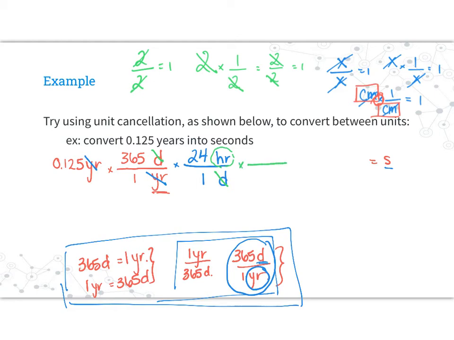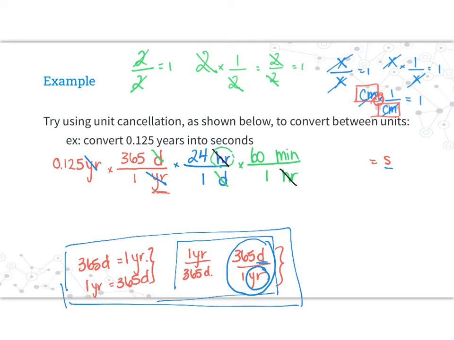Now, I need to cancel hours, and I'm going to break it down into a smaller increment. A smaller increment than hours would be minutes. I know that there are 60 minutes in 1 hour. Hours cancel, and I'm left with the unit of minute.